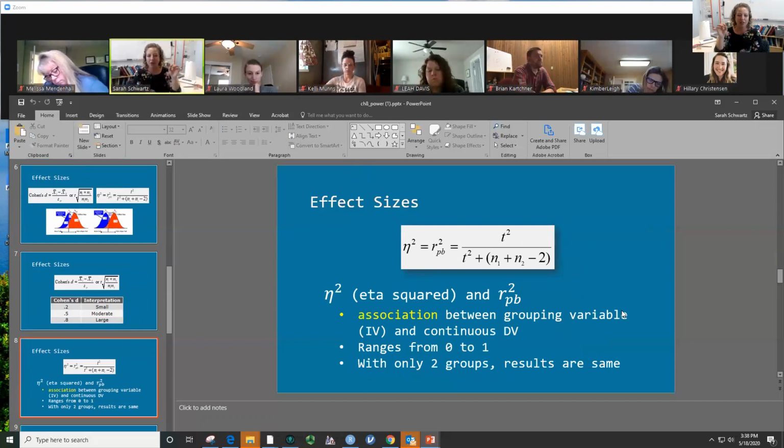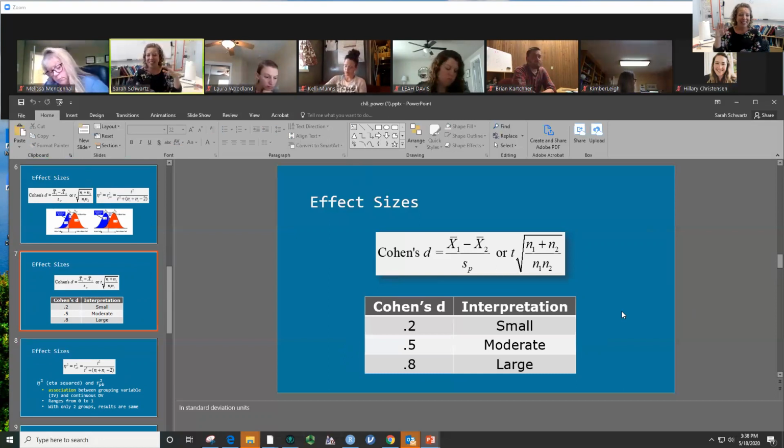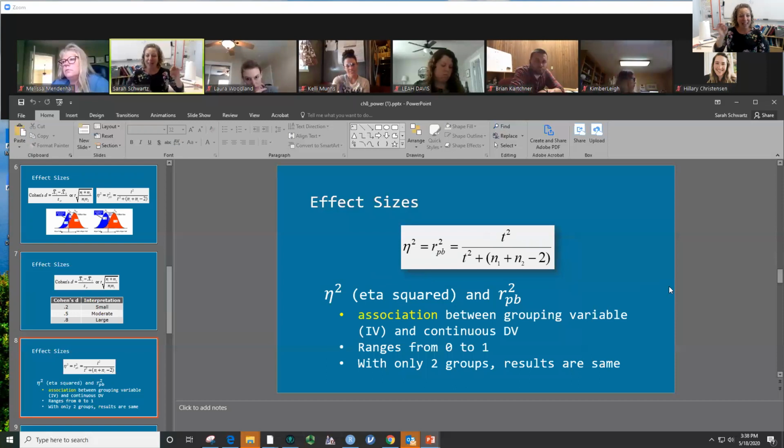So this Eta Squared is more of an association between the grouping variable and the continuous dependent variable. What's nice about an Eta Squared is that it's always between 0 and 1. Cohen's d has no ceiling. You could have a Cohen's d of 500. Probably not, but you could. There is no upper end on that. But Eta Squared is always like a percentage between 0 and 1, a proportion between 0 and 1. With two groups, the results are the same for Eta Squared as it is for the point biserial correlation.